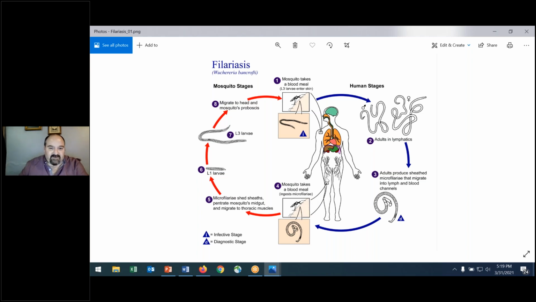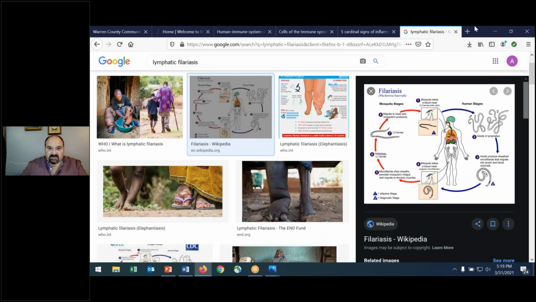It takes a blood meal from the patient who is infected with the worms, from the parasite, and then the microfilariae shed sheaths, penetrate the mosquito's midgut, and migrate to the thoracic muscles. It's in the larval stages, and then it migrates to the head and the mosquito's proboscis to then infect another person. Yeah, it's terrible stuff. It really is, and so really a very tough illness to deal with and to treat.